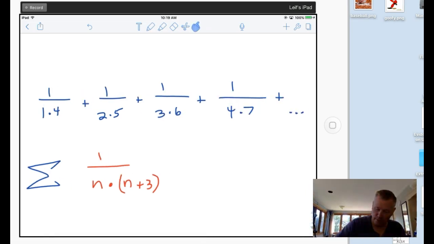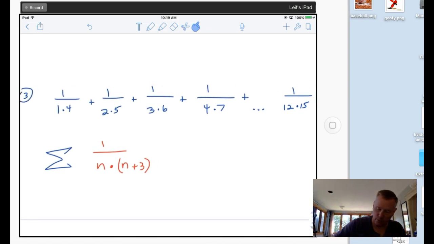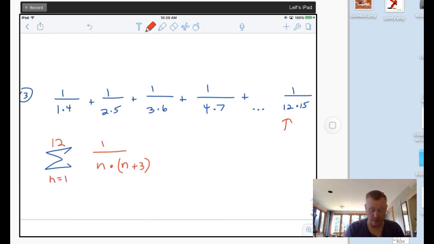And how far does that go? It just says it goes up to 15. So this one will tell me what n is. So 12 is going to be the last number I plug in. And once again, I start with 1. So it goes from 1 to 12. And there's my sigma sign for it, my summation equation, okay? So those things are the same thing, just written differently.